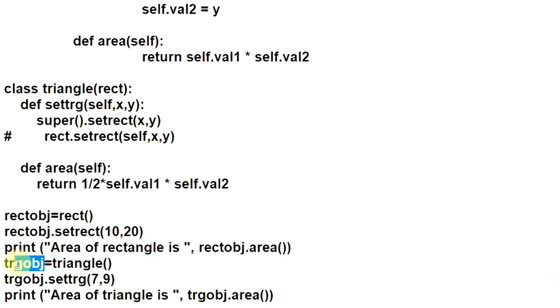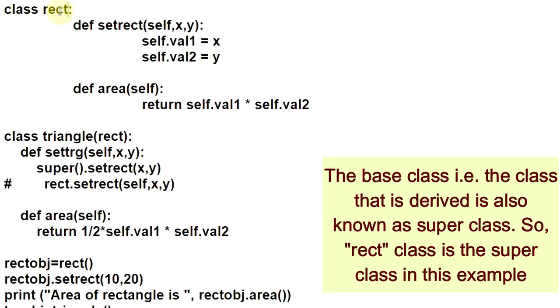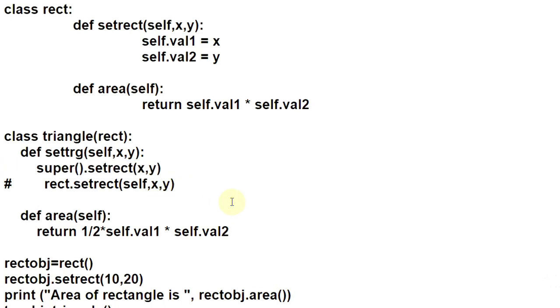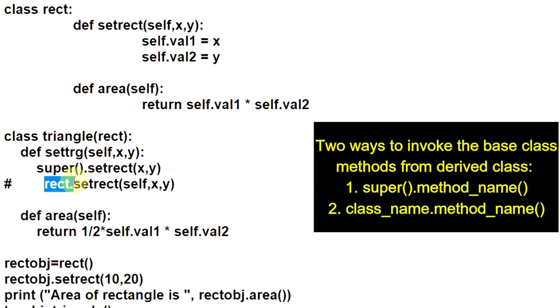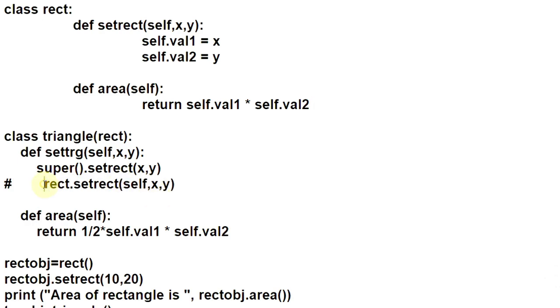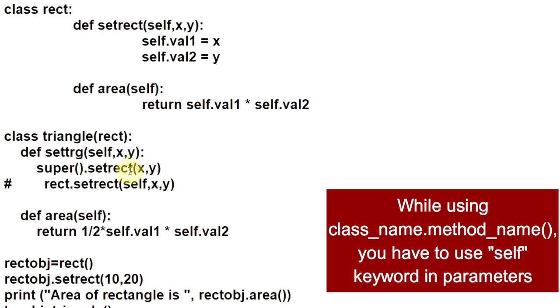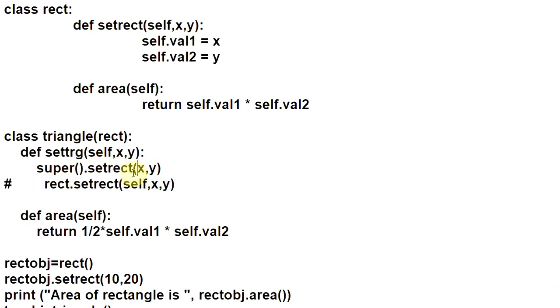Let's see. You define an object trg obj of the triangle class. You are invoking the setTrg function of the triangle class. 7 and 9 will be assigned to these parameters x and y. Here you are invoking the setRect method of the superclass. See, the base class is also known as the superclass. There are two ways of invoking the superclass or base class functions. One is by writing super and the function name, and another is to specify the class name followed by the function name. Remember that while using the second method you have to use the keyword self, but while using the super method you don't have to use self. While invoking the base class method by the super method, if you write the self keyword you will get an error.